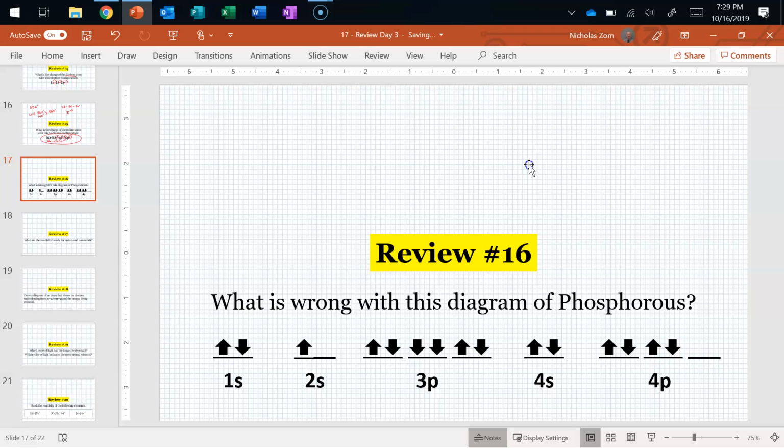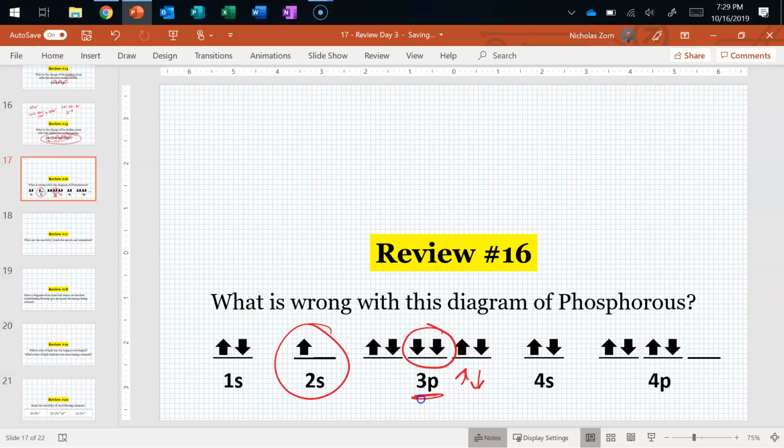For 17, what's wrong with this diagram of phosphorus? Well, there are several things wrong with this diagram. If you look at the 2s orbital here, this isn't full. So we started to fill the 3p orbital before we finished the 2s orbital. So that's one. Always want to make sure they're full before moving on to the next one. In the 3p orbital, I see here that we have 2 electrons that don't have opposite spin. They should always be going one up, one down, indicating an opposite spin.